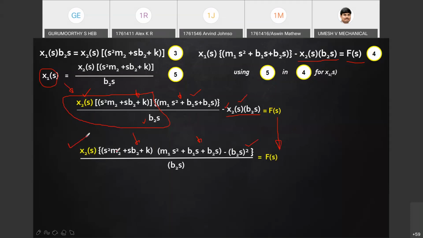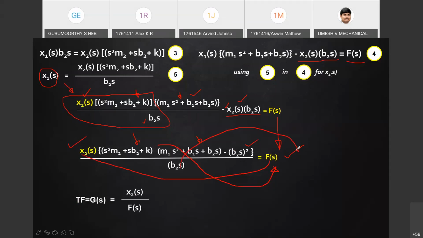Now x2: the transfer function output is x2, input is f of s.